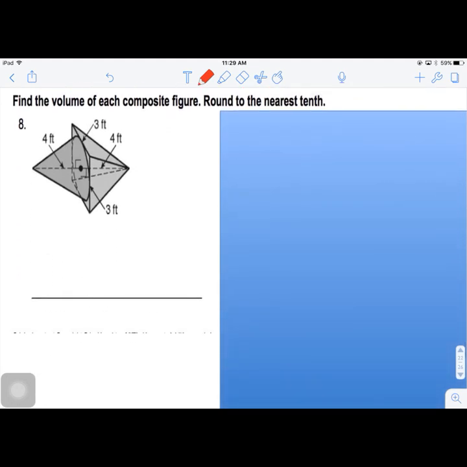Next, we are going to find the volume of this composite figure, and we can see that this is made up of a cone and a pyramid together. So we have another pictorial formula that's going to be the volume of the pyramid plus the volume of the cone. And since they are both 1/3 area of the base times height, we're going to write the specific formula.